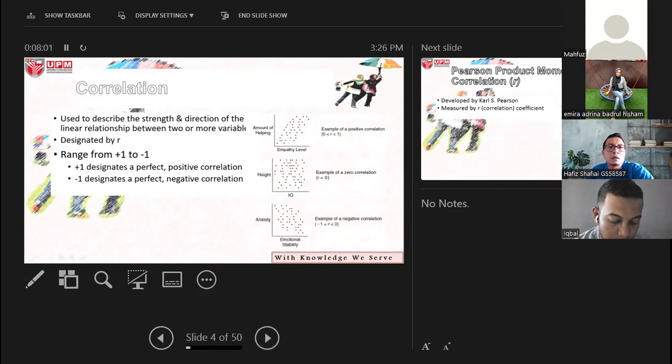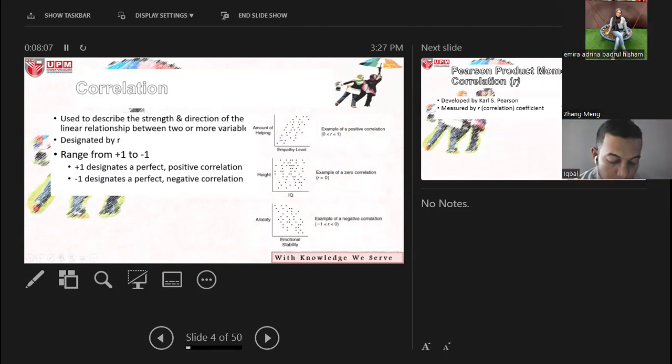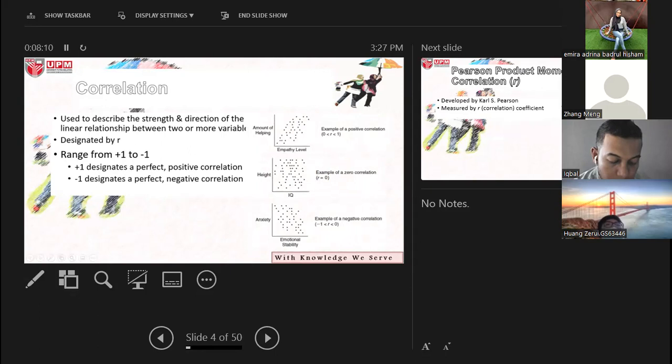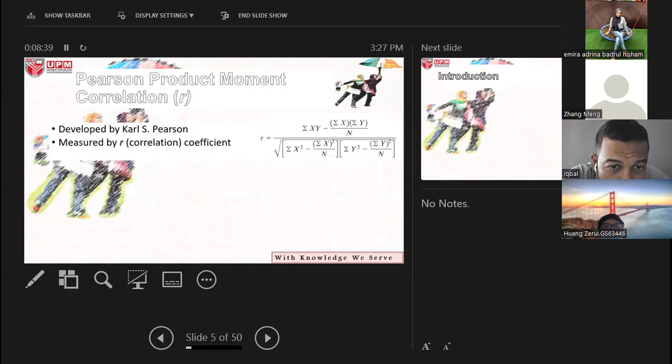So these are the 3 examples of the direction of the relationship. The first one is an example of a positive correlation. The second diagram is an example of zero correlation, because as we see the distribution of the dots, it goes all around the figure. And then the third figure indicates an example of a negative correlation, in which if we look at the direction of the dots, it starts from top to the bottom. Okay, it is located downward.